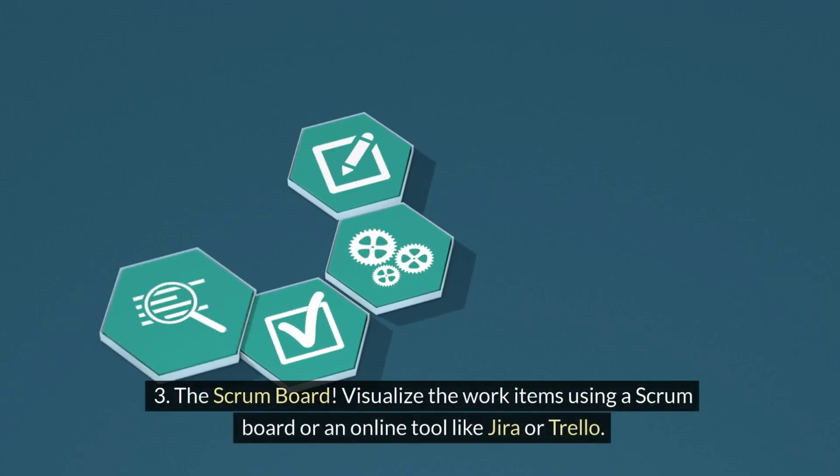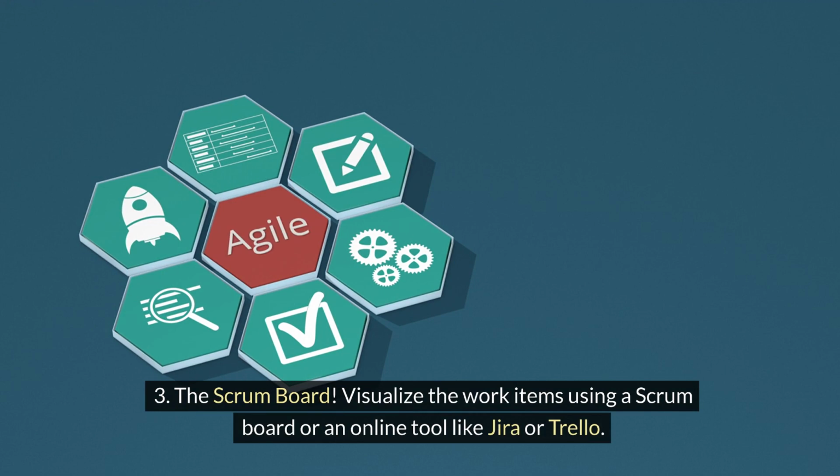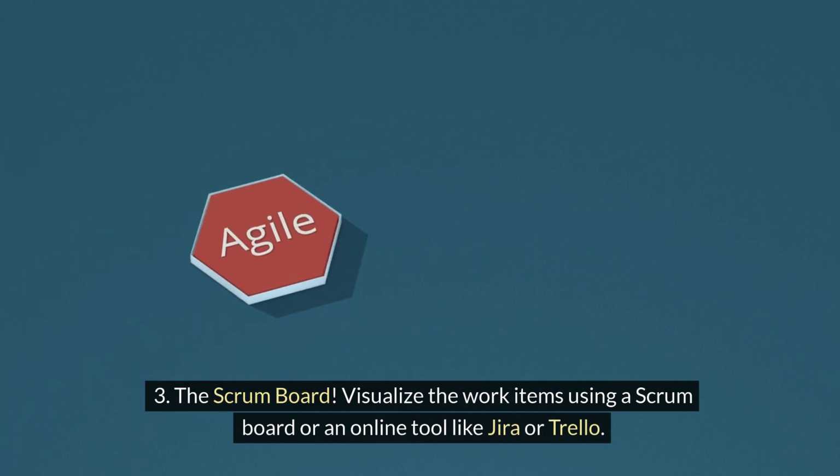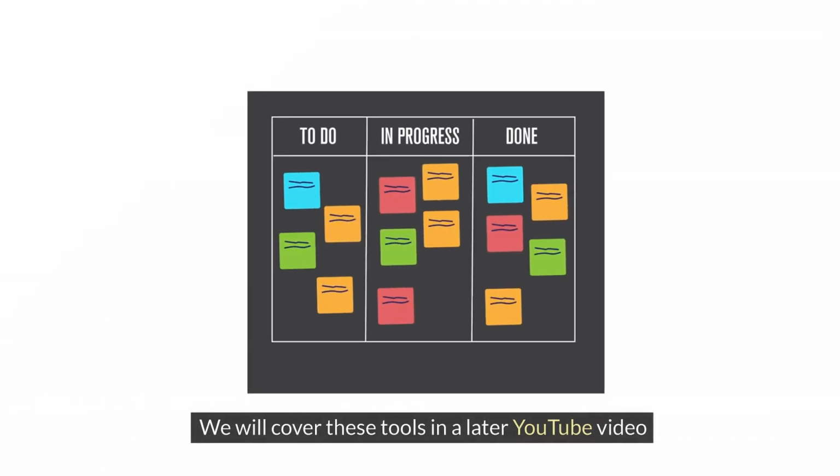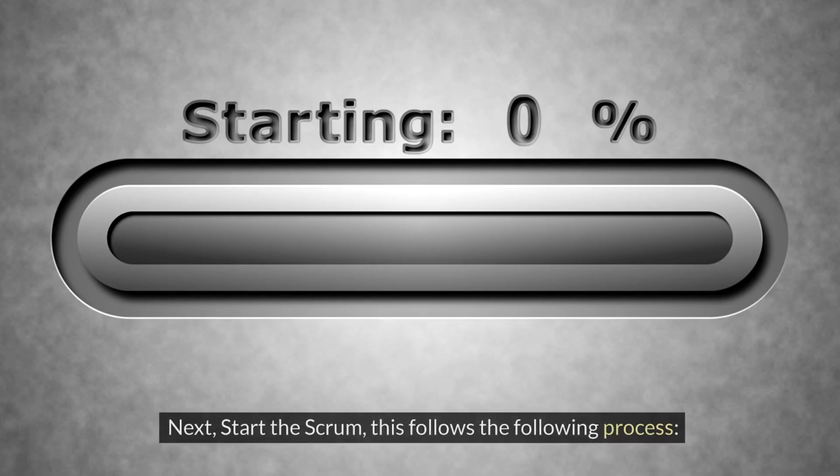3. The Scrum board. Visualize the work items using a Scrum board or an online tool like Jira or Trello. We will cover these tools in a later YouTube video. Next, start the Scrum. This follows the following process.